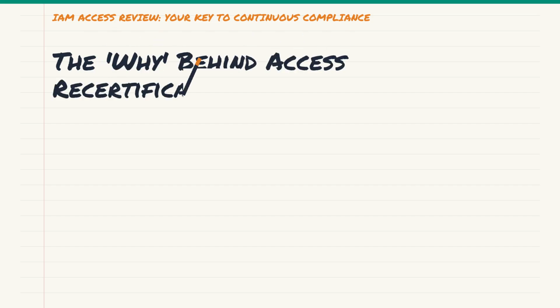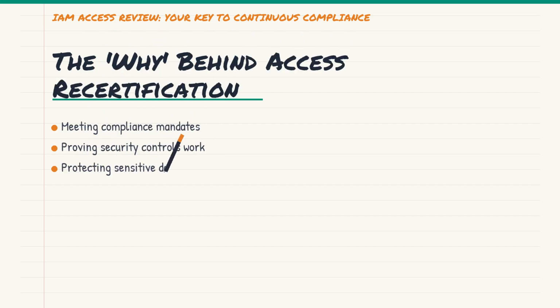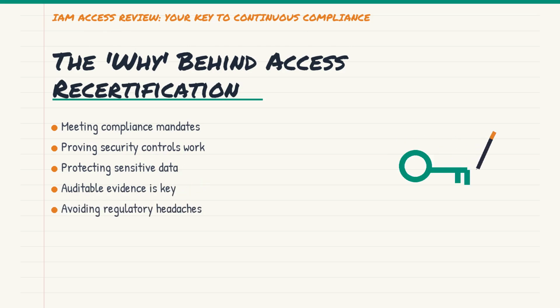So, why do we even bother with access recertification? It's all about ensuring that what we think people have access to is actually what they need and should have. Regulatory bodies are all over this, and for good reason. Think about sensitive customer data or financial systems. We absolutely need to prove that only the right eyes are seeing it, and only at the right times. It's about providing concrete proof to auditors and stakeholders that our controls are working like a charm. Without this, we are essentially operating blind, which is a massive risk.